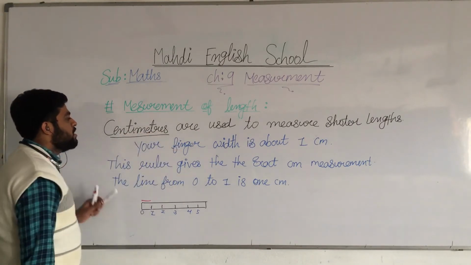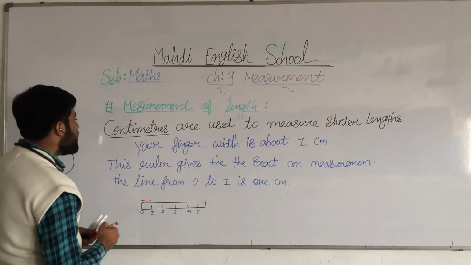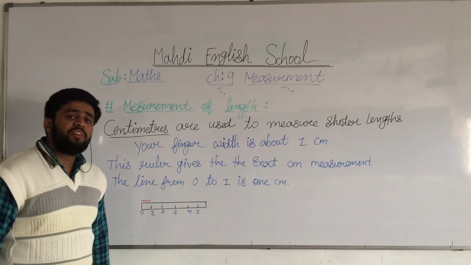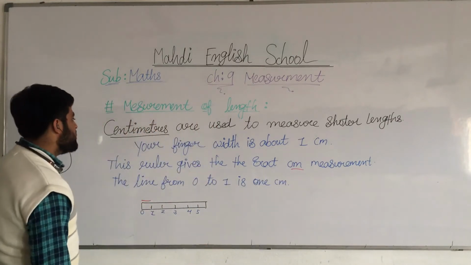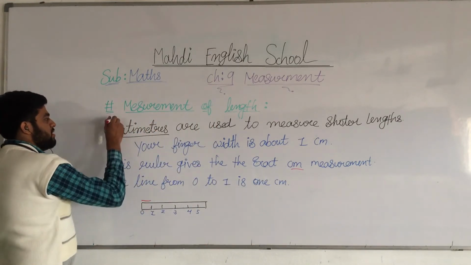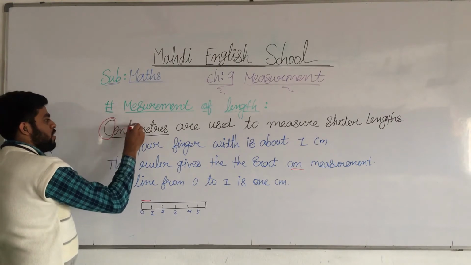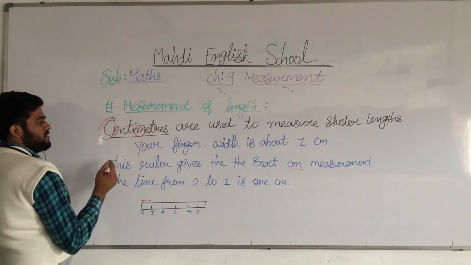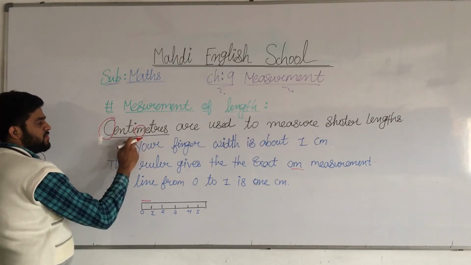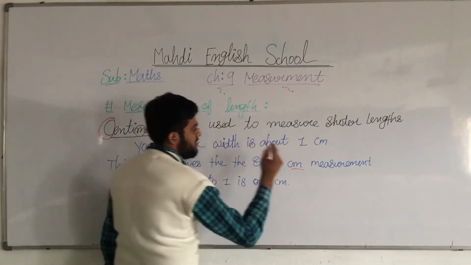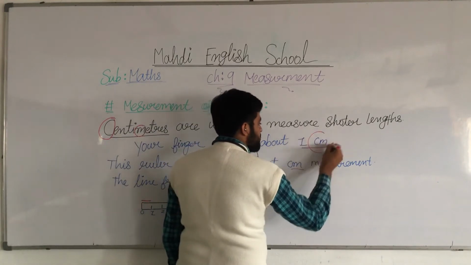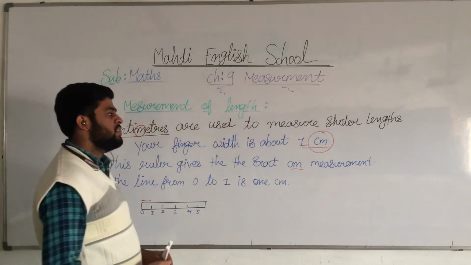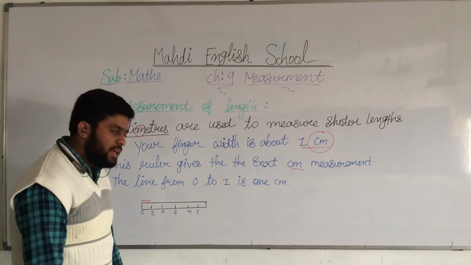C-E-N-T-I-M-E-T-E-R, centimeter. So we write the short form, cm. But why do we write the short form? Because of its long spelling. See this, cm. That's why we mention centimeter like this. Understood? We write the shorter form of centimeter.